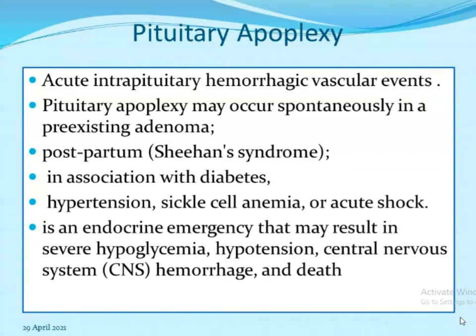Another cause for hypopituitarism is pituitary apoplexy. Apoplexy means bleeding. It is an acute intrapituitary hemorrhagic vascular event. It is a little bit of a surgical issue. It may occur spontaneously in a pre-existing adenoma, and the adenoma may develop hemorrhage. It is also postpartum Sheehan syndrome. Sheehan syndrome is usually a common question in examination.